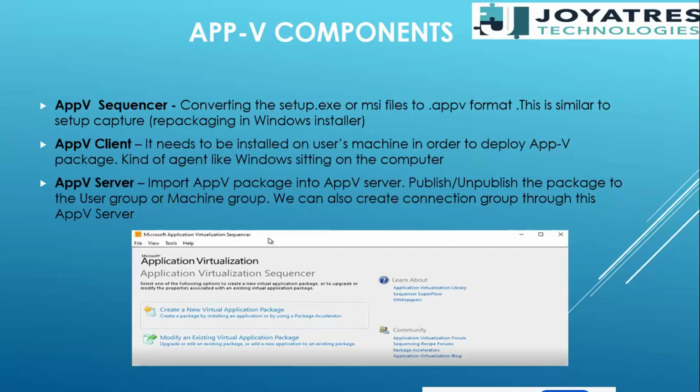Then the AbbVie server. We import the AbbVie package into the AbbVie server. We are going to publish and unpublish the package to the user group or machine group. We can also create connection groups through this server. You create the packages, install them into the AbbVie server, and publish the application from there.